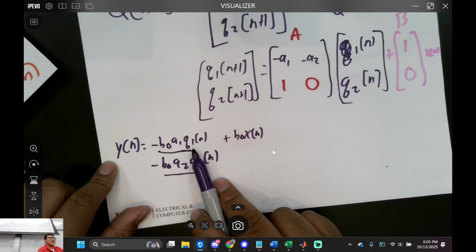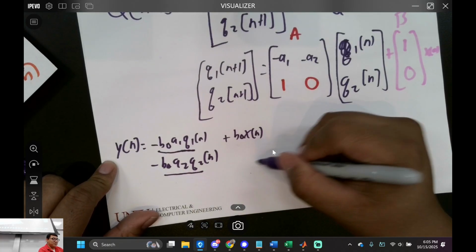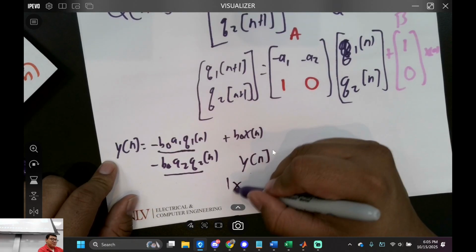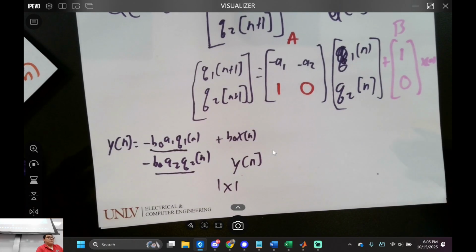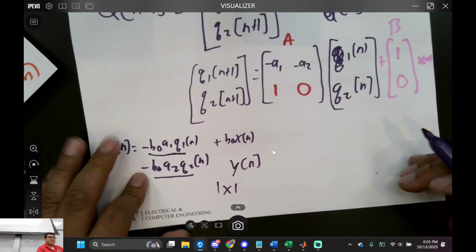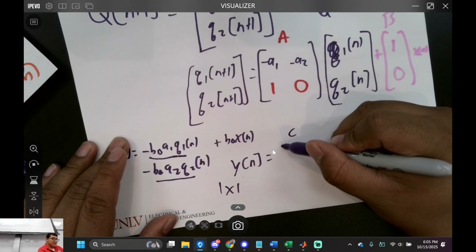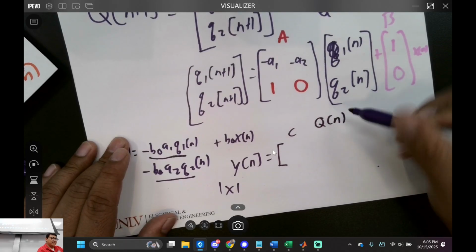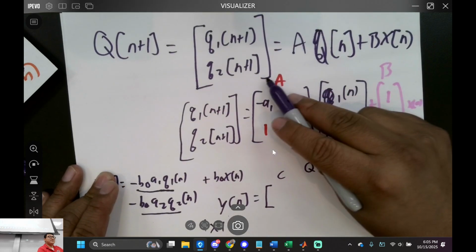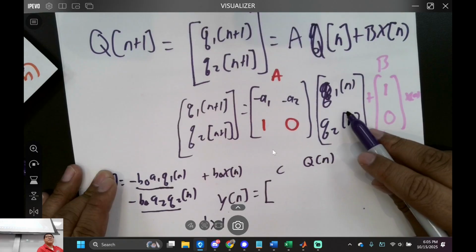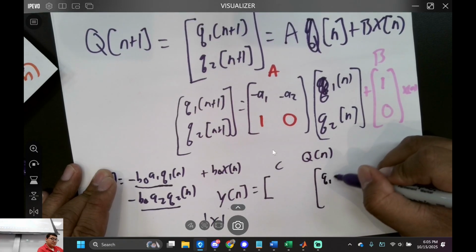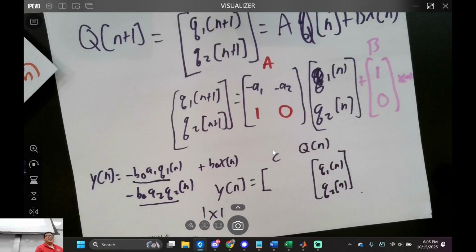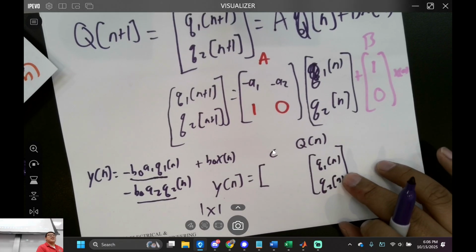So this is my current state, it's another current state, correct? So if I were to do my Y of n, it's a 1 by 1 matrix, because that's the output. We want to calculate a number. Let me give you the answer. Q of n. What's Q of n? This right here. You're already given that. Boom, you love givens. You love when things are given to you. But now you got to enable these things.